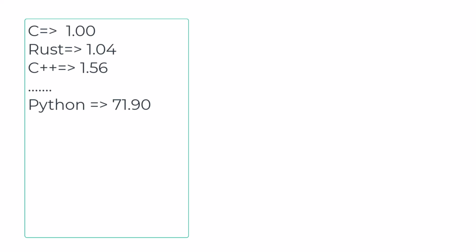A benchmark across multiple programming languages. C has a time complexity factor of 1.00. That's the baseline, the fastest. Rust comes in at 1.04. C++ at 1.56. Java at 1.89. And Python, 71.90. That means Python is nearly 72 times slower than C for compute-intensive numerical work. This is a real problem when you're training a model with millions of parameters.